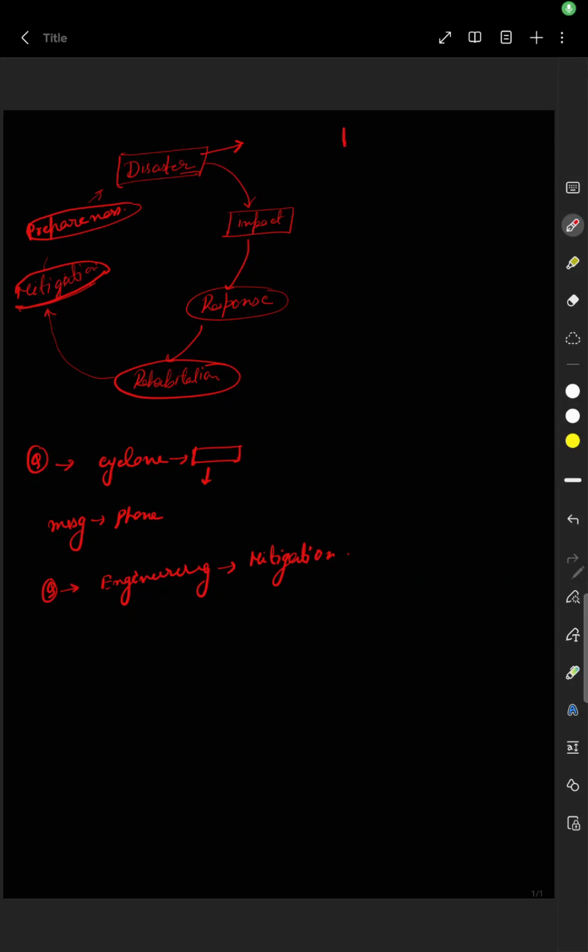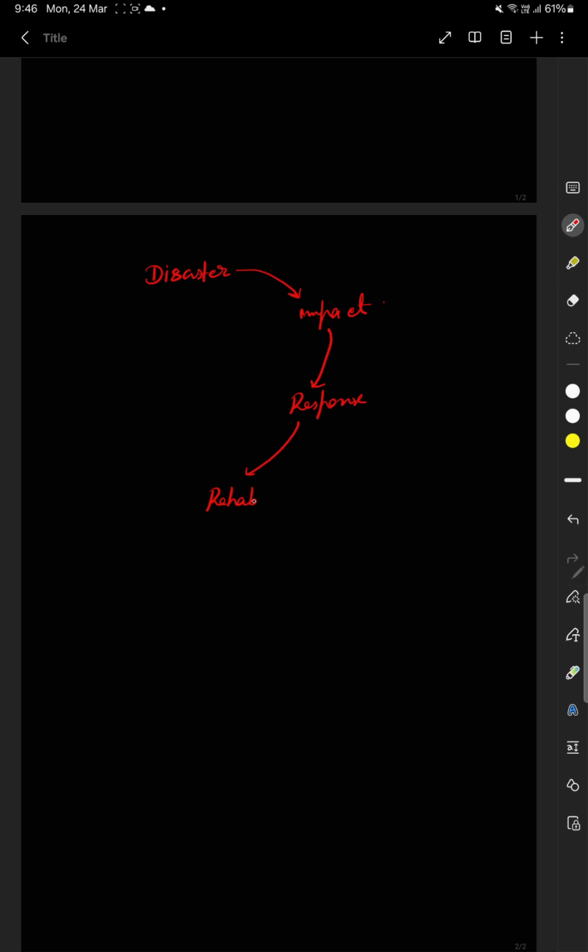So after a disaster, first let us understand what the disaster cycle is. Suppose a disaster occurred. After that, what will happen? There will be an impact, right? After that, there will be a response. After that, we want to rehabilitate the population who have undergone the disaster.